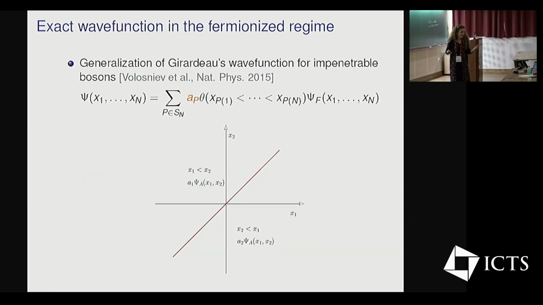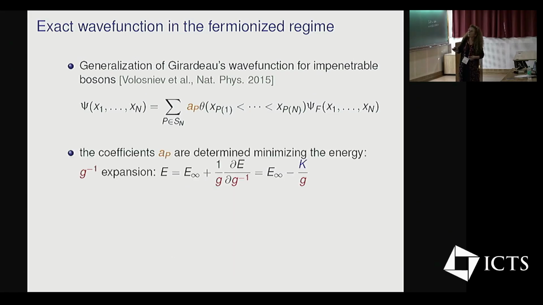It's very simple. I will proceed exactly as you do for the Tonks-Girardeau gas. I separate my particle space in sectors. This theta function takes account of this. P is a permutation operator, so I take all the possible orderings of the particles, and I'm saying that in each sector my many-body wave function is proportional to the spinless fermionic one times a factor. This factor, if I have a single-component boson, is just plus or minus 1. Now I don't know the factors in general.